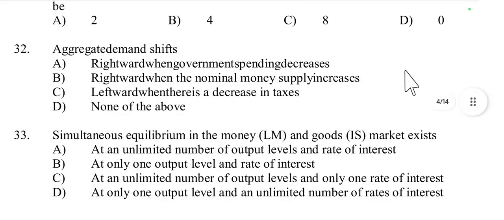Then question number 32, aggregate demand shifts rightward when government spending decreases, or aggregate demand shifts rightward when the nominal money supply increases. Yes, when the nominal money supply increases, option B, because an increase in nominal money supply raises real balance, it lowers interest rate and boosts investment and consumption, so shifting aggregate demand to the right. So option B is the right answer.